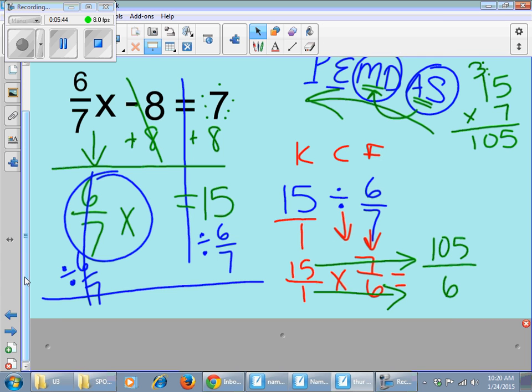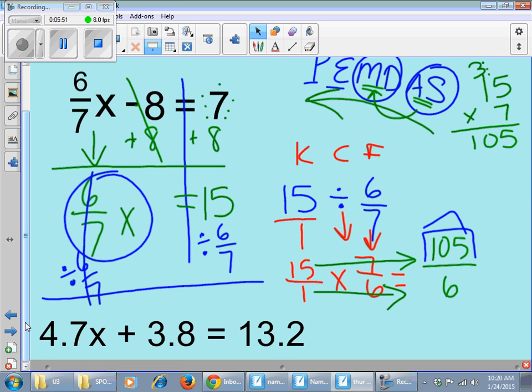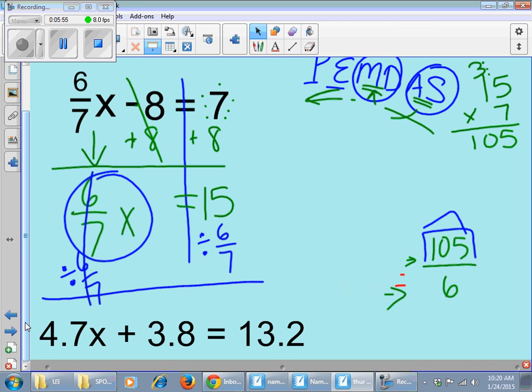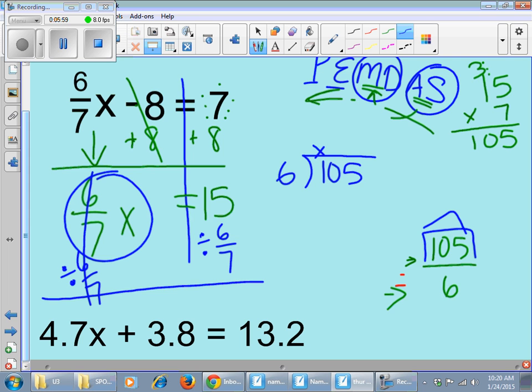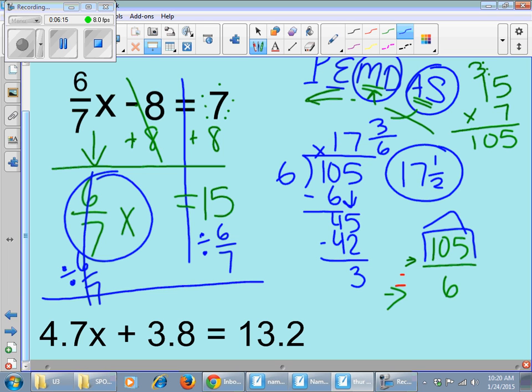Of course, you want to reduce your final answer, so you put the top number in the house and divide. I'm running out of space here. I'm going to do some erasing just so I could reduce. 105 divided by 6. 6 cannot go into 1. 6 goes into 10 once. 6 goes into 45 7 times. And the remainder is 3, 6, which could be reduced to 1/2. So 17 and 1/2 would be your final answer here.